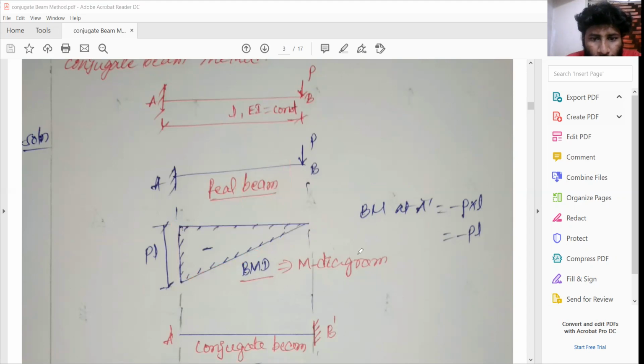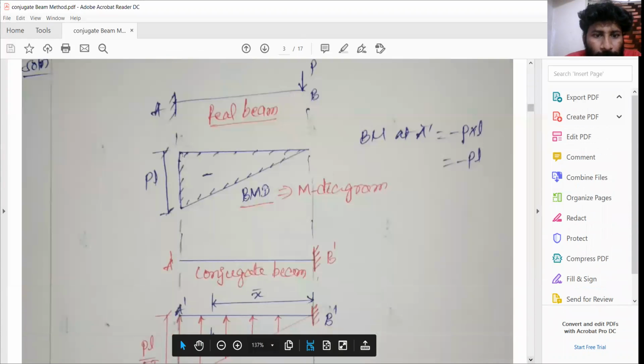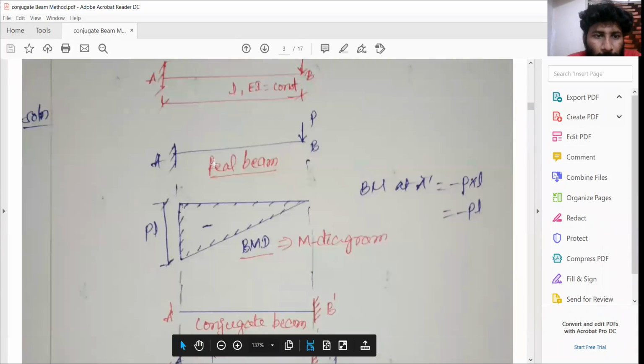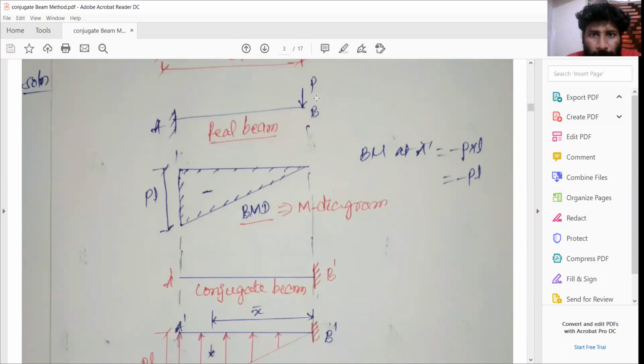Once we get the bending moment diagram, we have to draw the conjugate beam. I already explained that the fixed support here will become a free end, and the free end will become a fixed support. You can see that now this is the conjugate beam. Fixed became free, free became fixed.